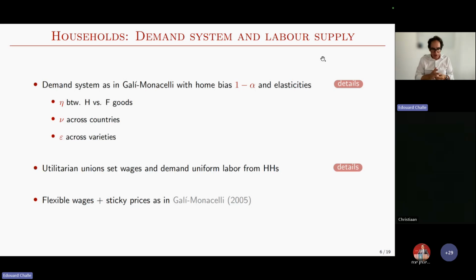We're going to have a utilitarian union that sets wages and demands uniform labor from the households. That's to simplify the analysis. To be as close as possible to the Gali Monacelli framework that we are essentially extending to the heterogeneous agent case, we're going to still assume flexible wages and sticky prices. Okay, you could carry out the analysis under the alternative assumption, but that would take us further away from Gali Monacelli and make the comparison less straightforward.